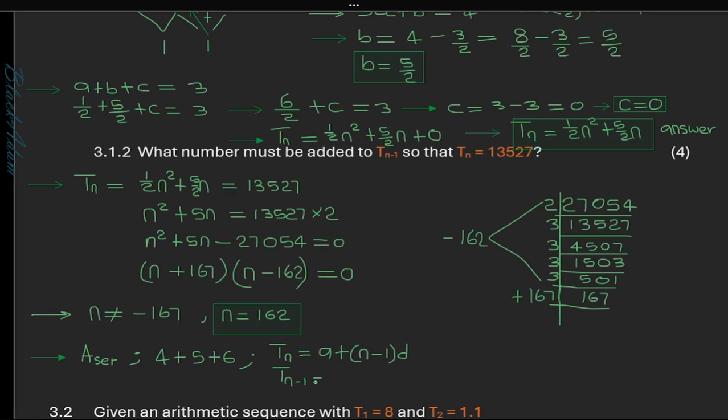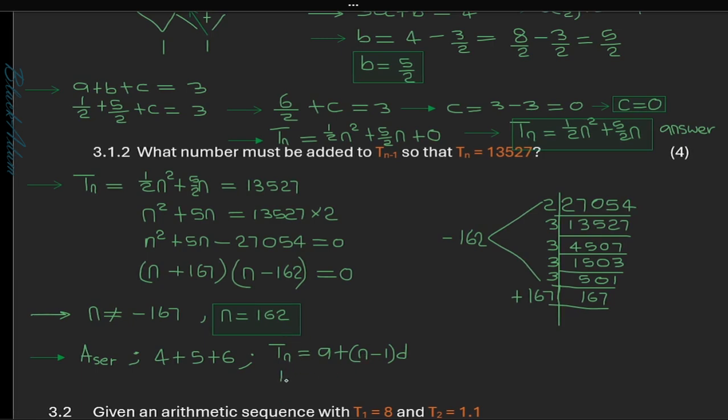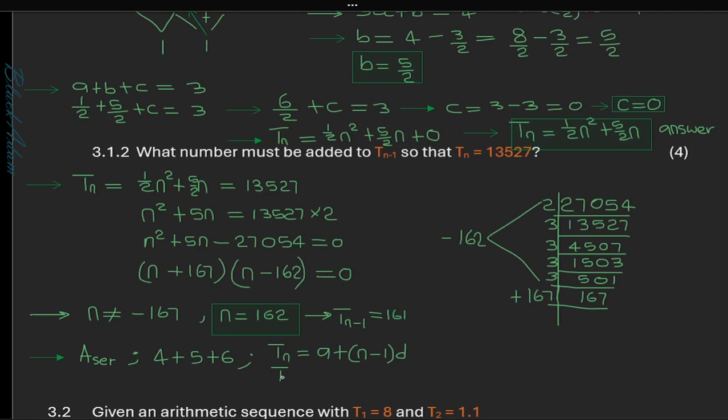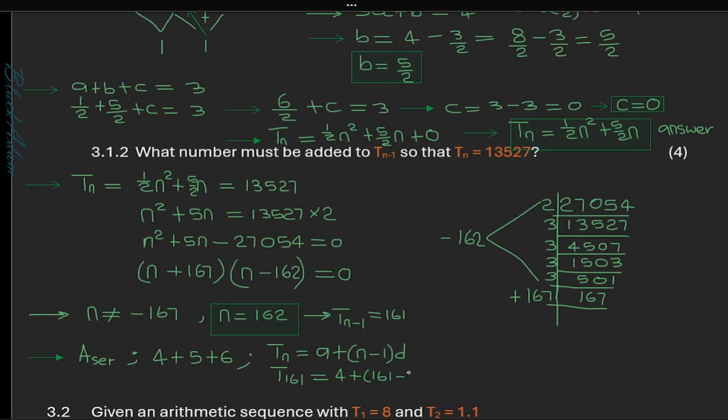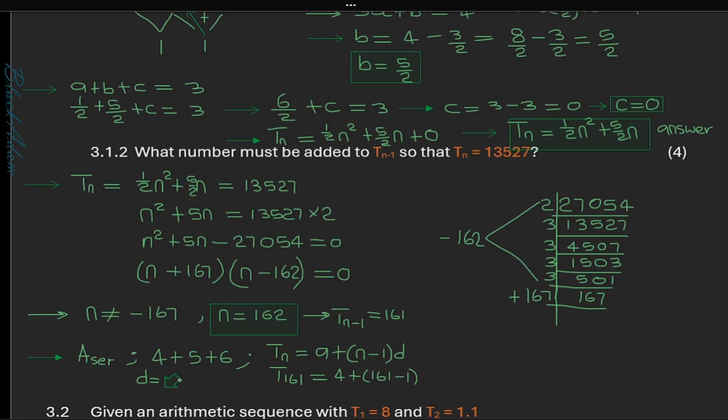So we know that Tn, that's what we need to find. So T161. Remember that first difference, the previous number is 161. So we punch in 161 there in the original equation for the first term, which is 4 plus 161 minus 1. A common difference there you can see is 5 minus 4. That's a common difference of 1. 5 minus 4, that's 1. So we're gonna put 1 there.